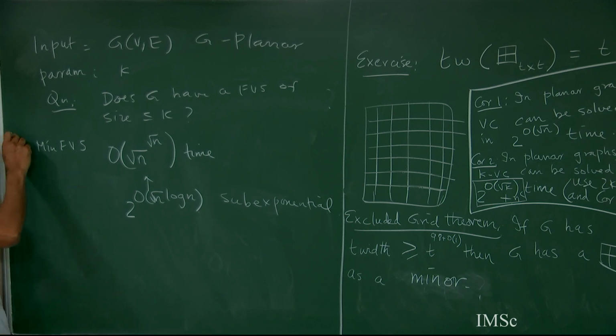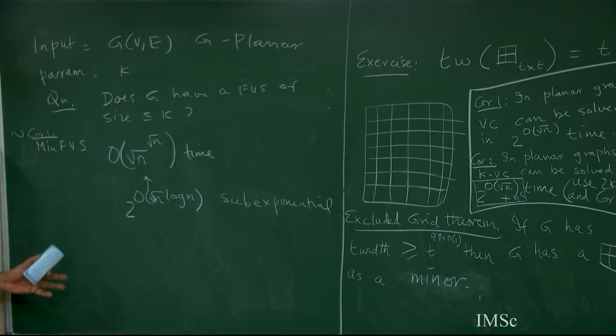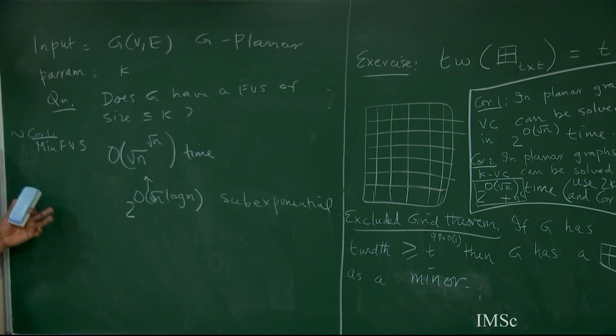So this is my corollary 1 for vertex cover. If I just really want to find a minimum vertex cover, we use the fact that a planar graph has tree width at most order root n. So you use the tree width power tree width FES algorithm and we get this.